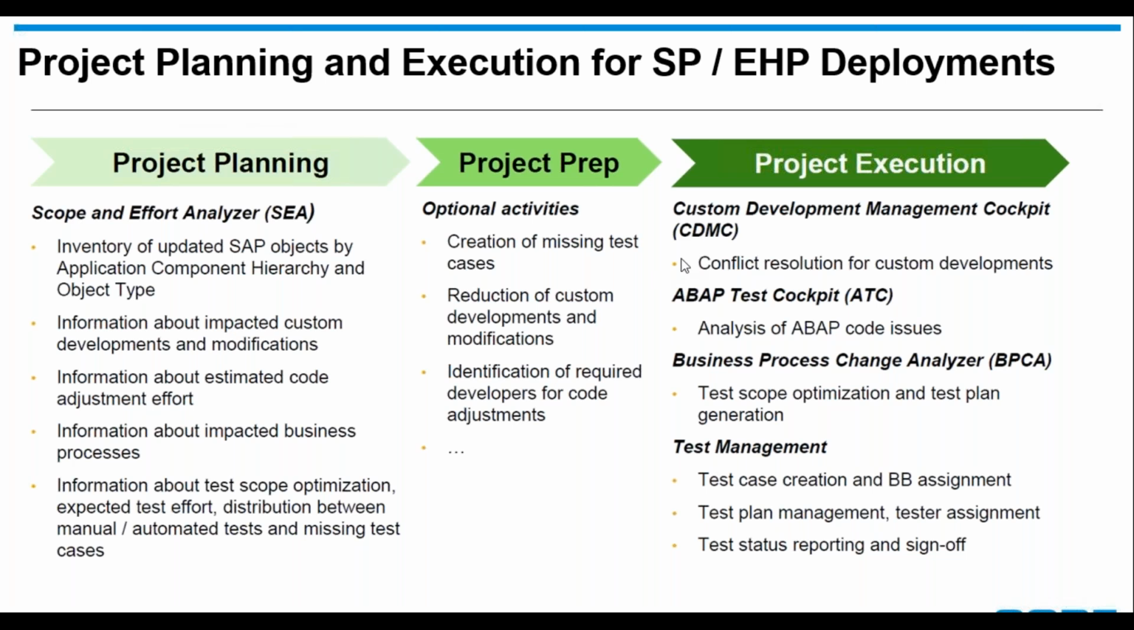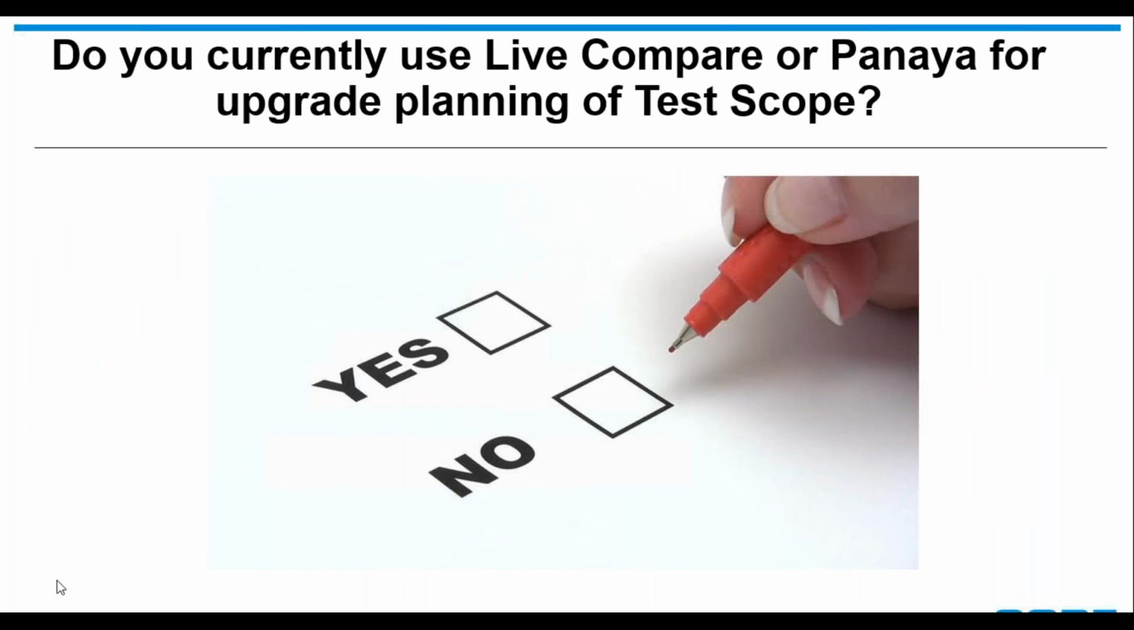Then the execution: custom CDMC, the custom development management cockpit, used for resolution for the custom developed objects. ABAP test cockpit analysis of code issues, and then BPCA. This is where Scope and Effort Analyzer turns it over to BPCA for optimization and test plan generation. And then test management: test case creation, test plan management, and test status report. I'm going to show you this in the demo.